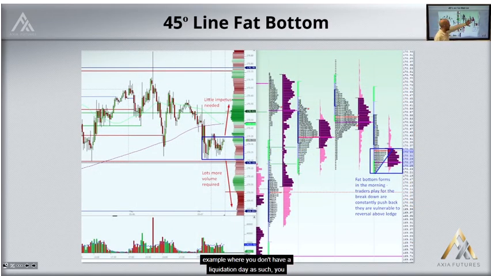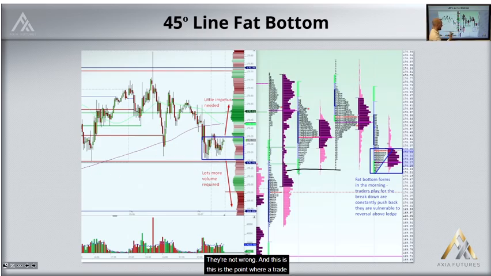This is a prime example where you don't have a liquidation day as such, you have a small move down, and looking at the TPOs, the letters here, you can draw a very clear sort of 45-degree line. What's going on here is that traders are playing for the move down. They're playing for the break of these couple of lows. You can see where they are just here, the last couple of days within the previous day's range, or the previous couple of days' range. So they're playing for this breakdown, but they're not getting it. Buyers are still happy to come in and buy down here, which is what's forming this sort of non-continuation type pattern. Basically, sellers are constantly pushed back.